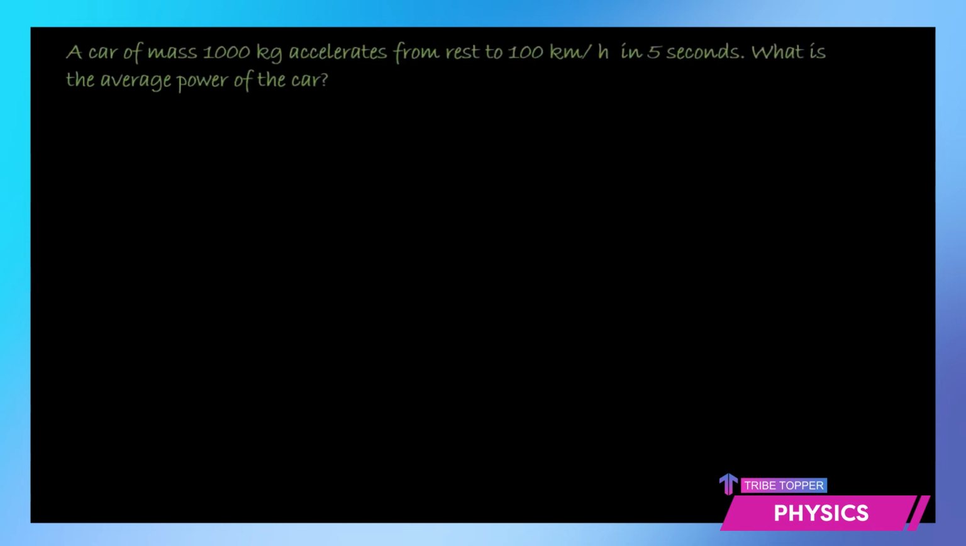So let us solve this problem, which says a car of mass 1000 kilograms accelerates from rest to 100 kilometers per hour in 5 seconds. So let's write down whatever is given to us. First of all, the mass of the car is given, that is 1000 kilograms. And it accelerates from rest, that means initial velocity is 0.